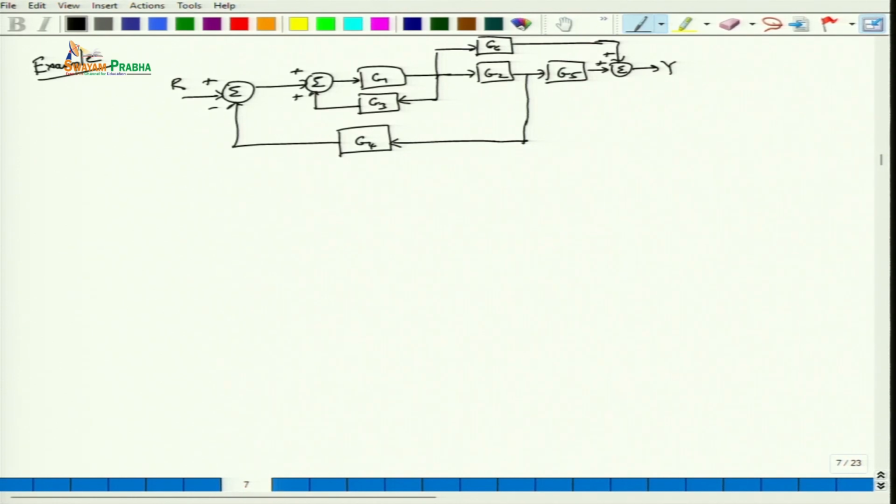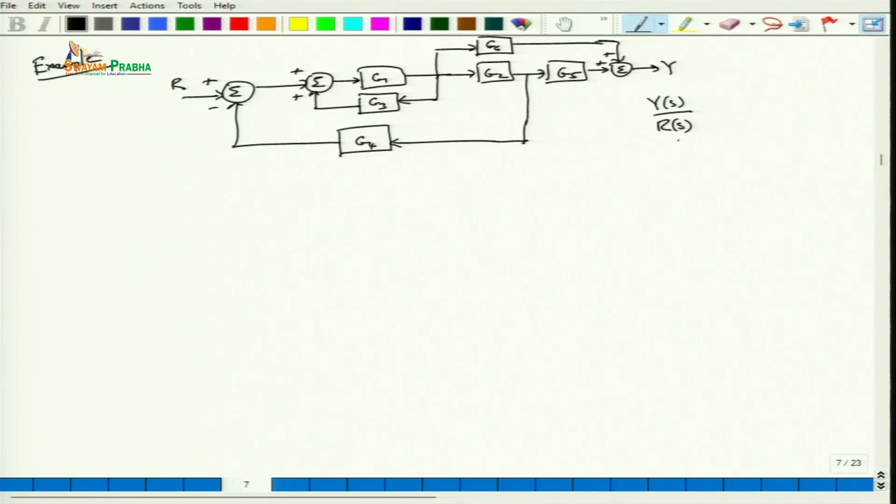So this is the block diagram which we want to simplify and find Y(s) by R(s). Here we have G1, G2, G3, G4, G5 and G6, and we want to find Y by R. As we discussed, we want to simplify this block diagram.